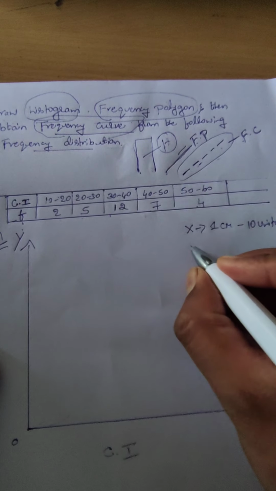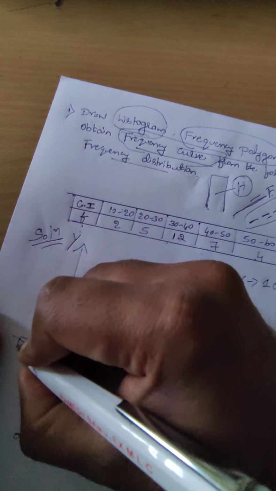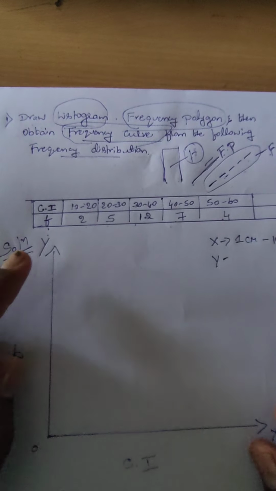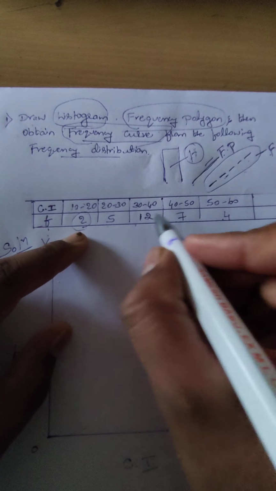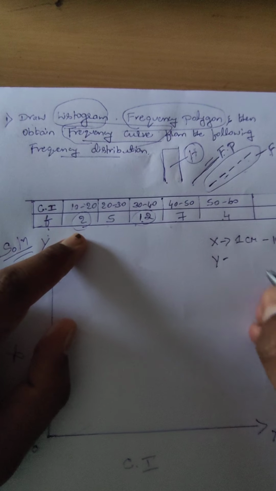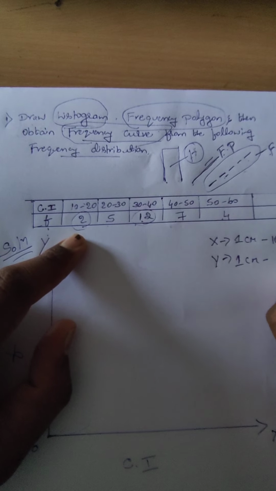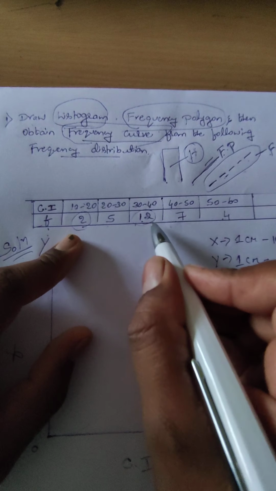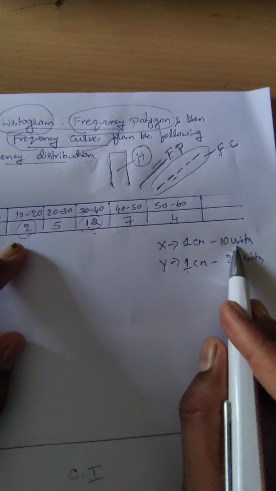On the y axis we consider frequencies. The minimum is 2 and the maximum is 12, so I will take 1 centimeter as 2 units, because the maximum is only 12. That is my intention. So on the y axis 1 centimeter equals 2 units, and on the x axis 1 centimeter equals 10 units.